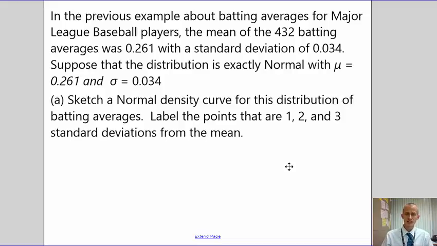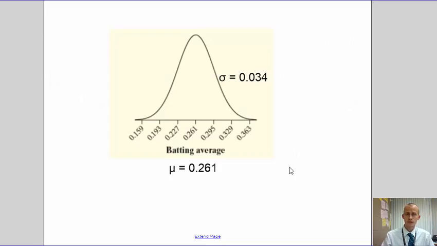For A, it says sketch a normal density curve for this distribution of batting averages and label the points that are 1, 2, and 3 standard deviations from the mean. So go ahead, pause the video, and sketch your curve. It'll probably look something like this.